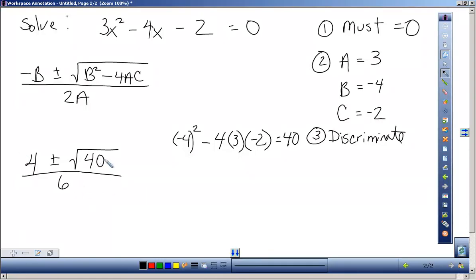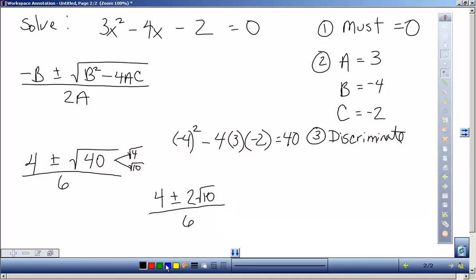But looking at this, I do see some things that can simplify. For starters, there's a perfect square that divides 40. 4. 4 times 10. So then I take my square roots. Remember, that's why we reviewed simplifying radicals before we started solving these things. And so this is going to actually turn out to be 2 on the square root of 10. Well, I've still got all that other stuff going on, plus or minus the 4 all over the 6.